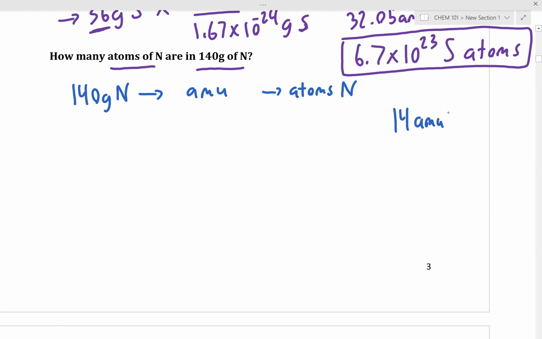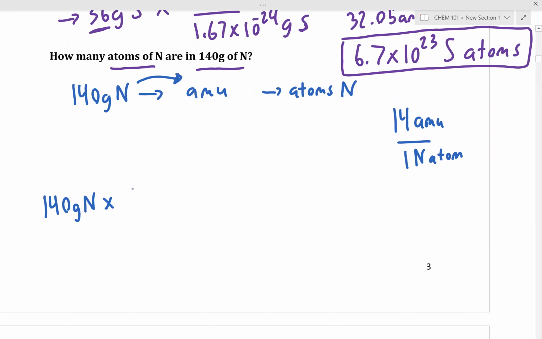Perfect. So then we're going to write down that for nitrogen, we have 14 AMUs per one nitrogen atom. And I'm just going to keep this on the side for now. And let's write out our conversion factors going from left to right. So we're starting off with 140 grams of nitrogen. And do we have a way to go from grams to AMU? What units are going to need to go on top in this conversion factor?